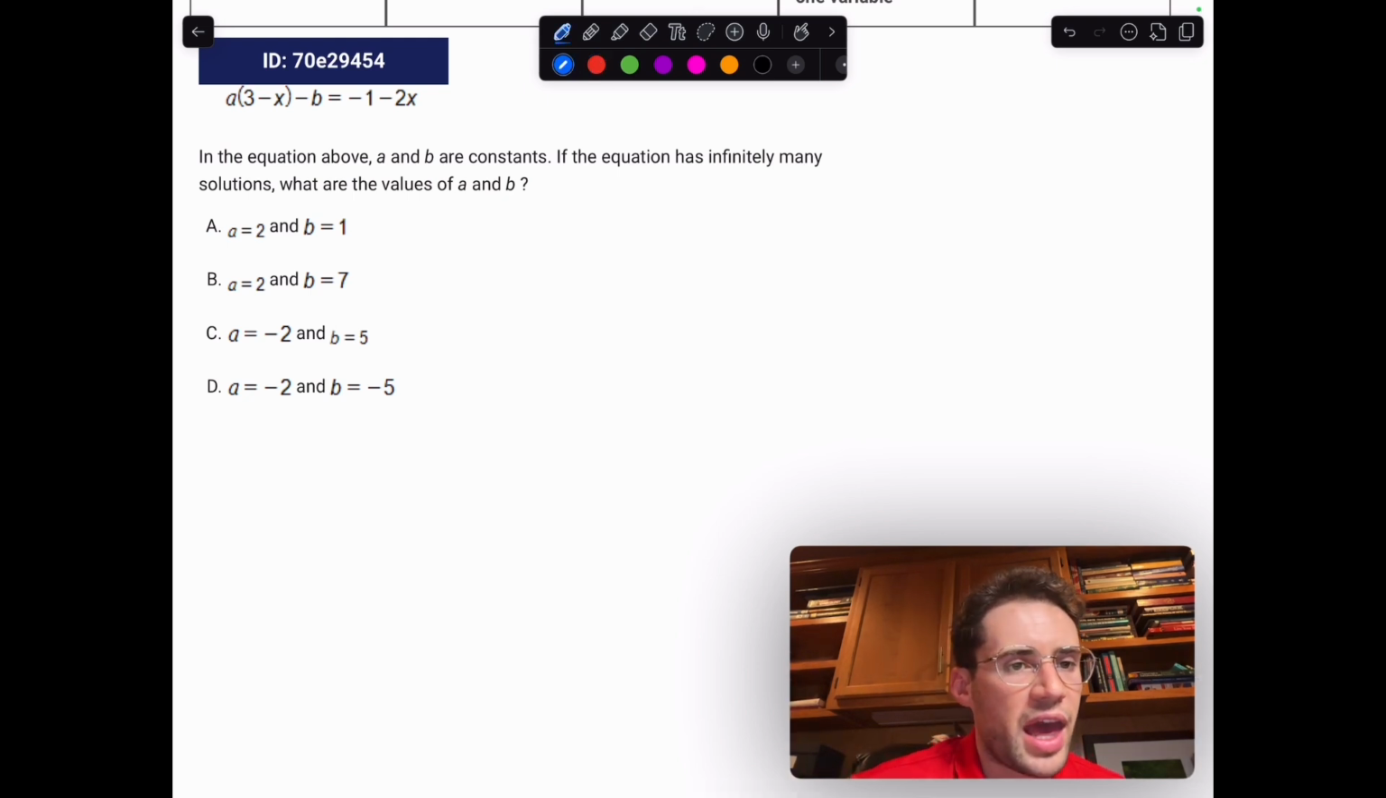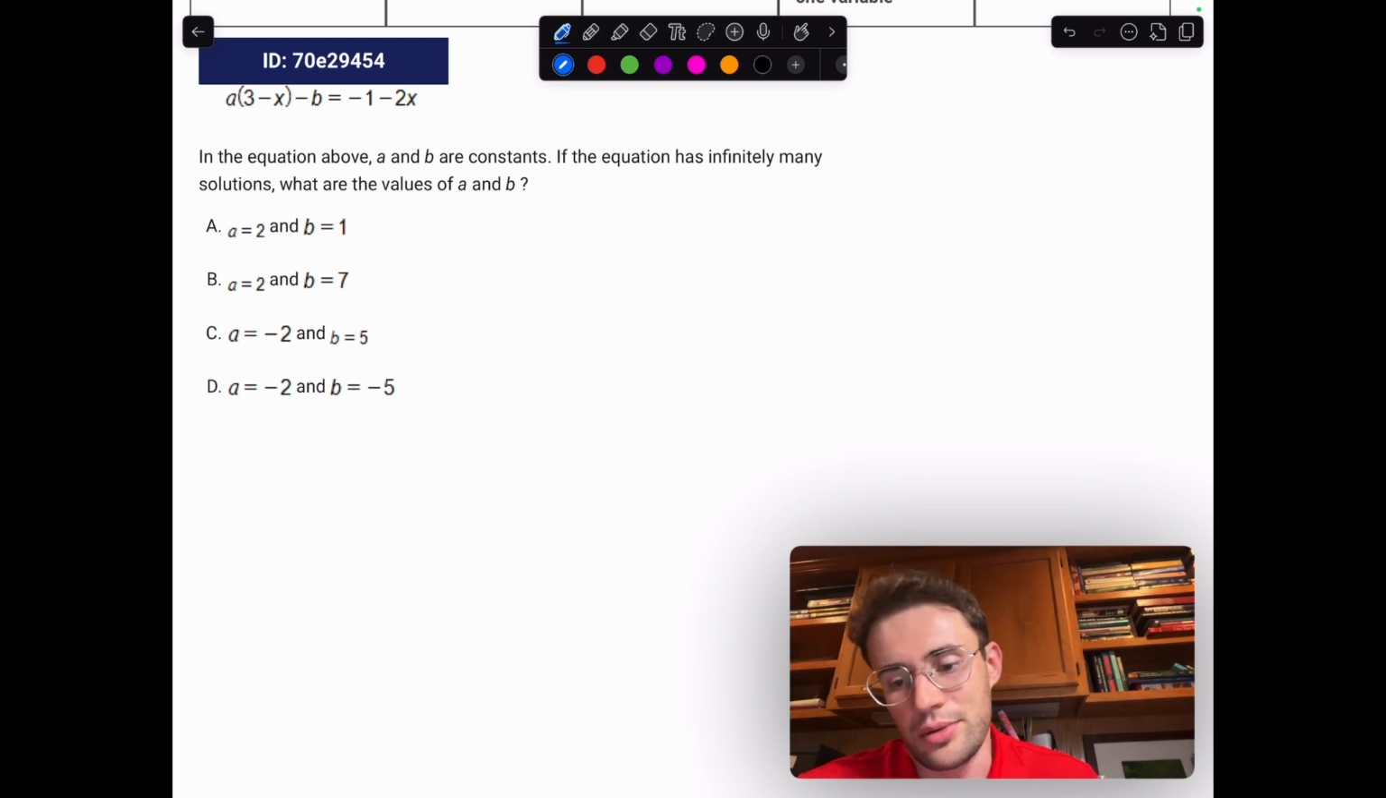Here we have a times the quantity 3 minus x, minus b, equals negative 1 minus 2x. In the equation above, a and b are constants. If the equation has infinitely many solutions, what are the values of a and b? They really love these infinitely many solutions and no solutions questions for these one variable equations. So again, you could say, oh, it looks like there's 3 variables. But a and b are constants, so they're not variables. Once you put a value in for them, they're not changing.